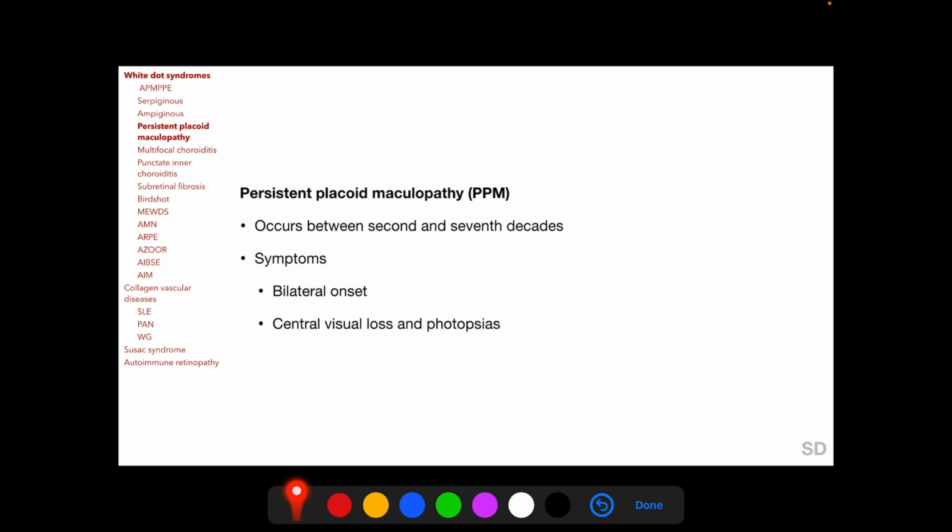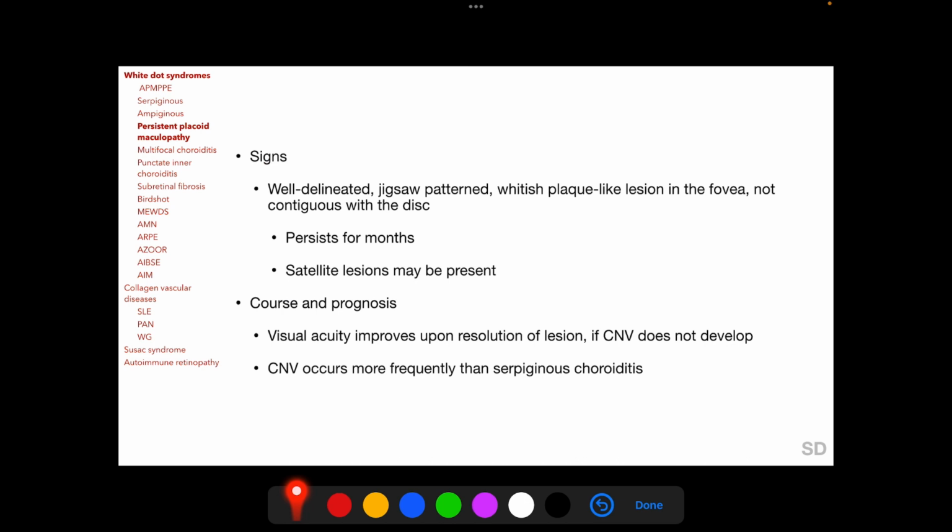Persistent placoid maculopathy is another white dot syndrome entity occurring between the 2nd and 7th decades, which has a bilateral onset, with the patient complaining of central visual loss and photopsias. And we find a well-delineated, jigsaw-patterned, whitish plaque-like lesion in the fovea, not contiguous with the disc, which persists for months, and satellite lesions may also be present.